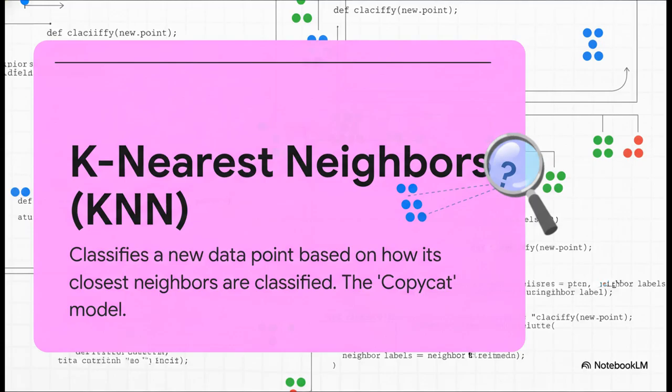All right, our next tool takes a very social approach to things. It's called K-nearest neighbors, or just the copycat. The logic is dead simple. You are who your friends are. To figure out a new unknown data point, it just looks at its K closest neighbors in the existing data, and it copies whatever they are. If you're surrounded by a bunch of blue dots, well, you're probably a blue dot too.